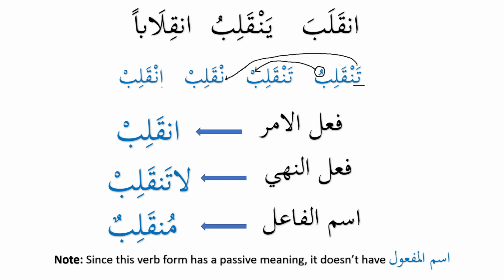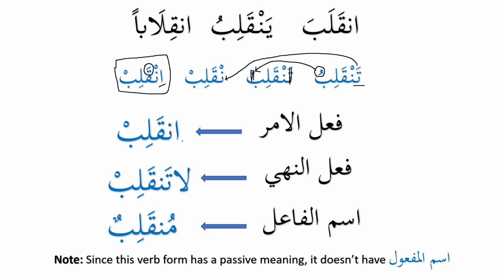And Hamzatul Wasl takes kasra. Why does it take kasra? Because the third letter has fatha over here. Excellent. There is no dhamma. If we have dhamma, we will put dhamma. If there is no dhamma, then it will always take kasra. Excellent. So our fi'l al-amr is ready. It is inqalib. So the changes that we made: we made the ending sakin, then we dropped alamat al-mudari, and then we had to add hamzatul wasl, and it became inqalib. So fi'l al-amr is inqalib.